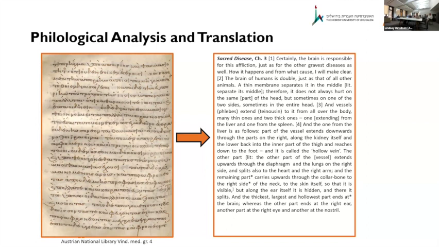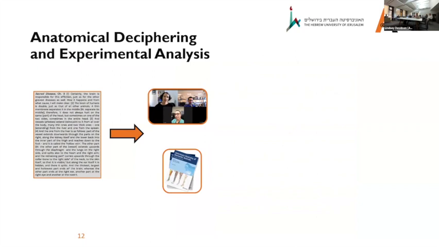And once we have this preliminary English translation, we move to the anatomical deciphering and the experimental analysis, together with the anatomists on our team, both from the veterinary field and the human medical field. These people know our work very intimately, they're part of the core team, and work with us on a daily basis. And they're the ones who can really bridge the gaps between us, the historians, the classicists, and the ancient physicians.